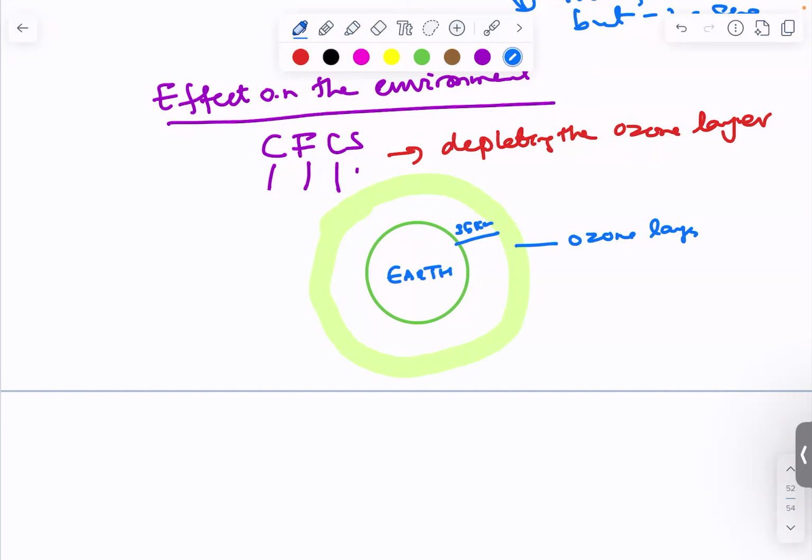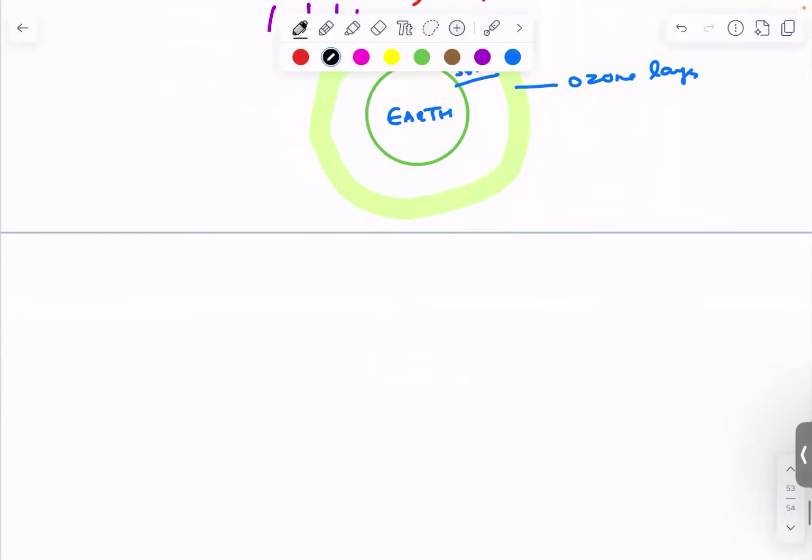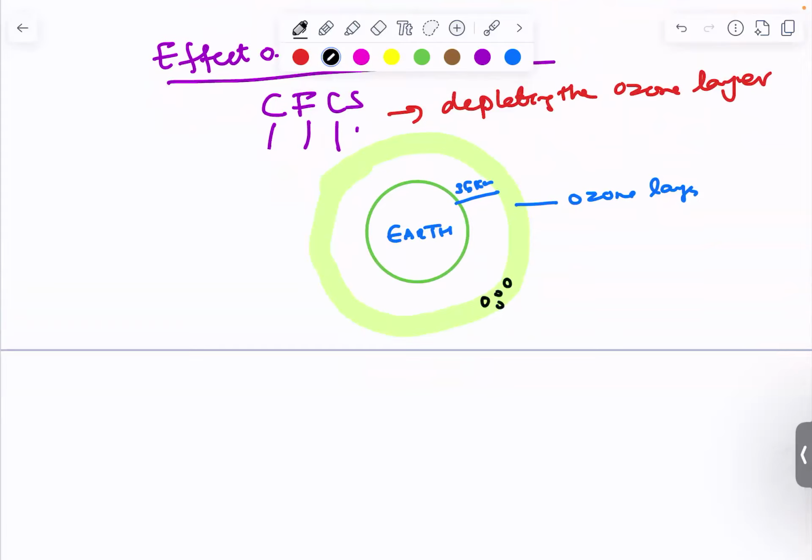Now, what happens, Vijay, when chlorofluorocarbons are destroying the ozone layer? There would be some holes in the ozone layer, and the ozone layer is protecting us from the infrared rays, or mainly ultraviolet rays. So it is protecting us from the ultraviolet rays. Actually, the chlorofluorocarbons are unreactive under normal conditions.